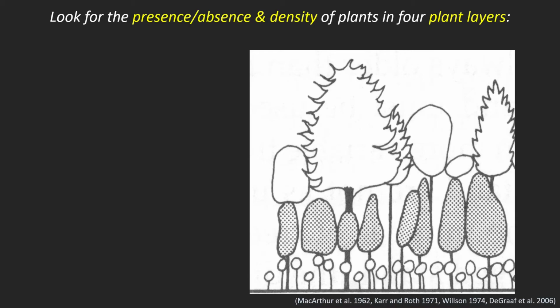In each forested habitat, first look for the presence, absence, and density of plants within 4 different plant layers. Beginning at the ground, look for an herb or ground cover layer, which includes the plants, fallen logs, stones, and leaf litter occurring within 0 to 2 feet above the ground.